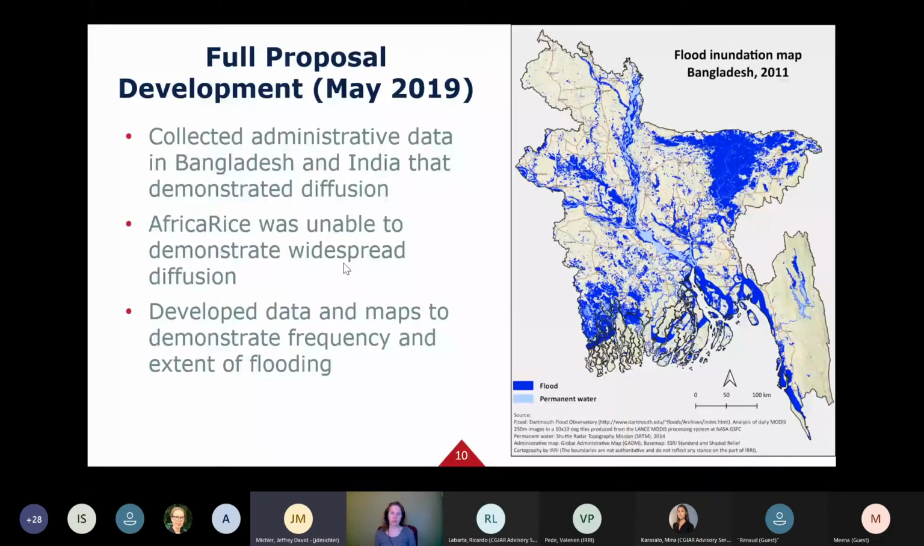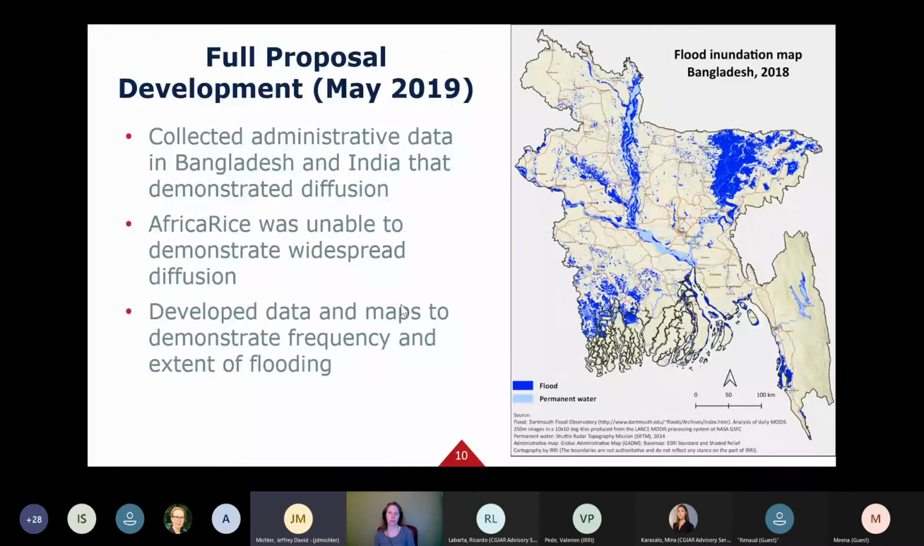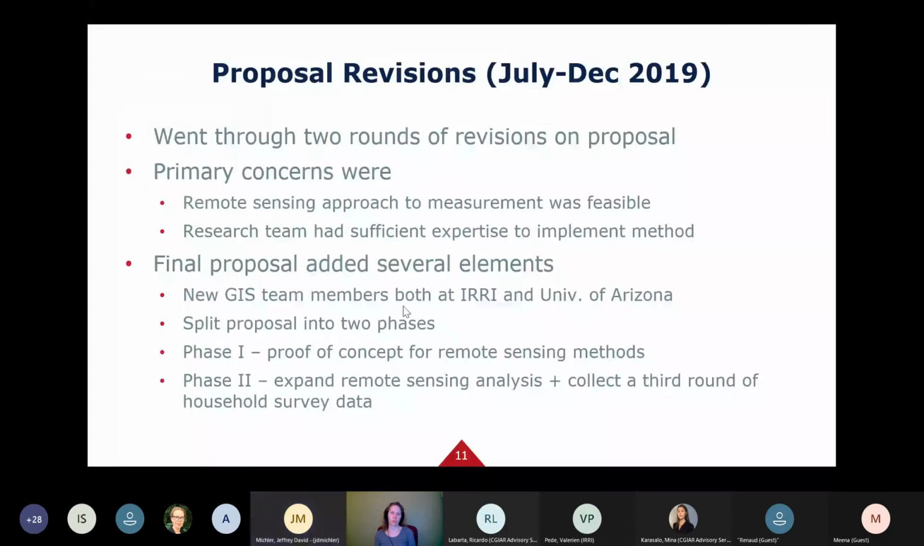So now it's just IRRI and University of Arizona, and the GIS teams were able to develop flood maps. Here's just Bangladesh. You can see from year to year, 14, 15, 16, the extent and variation in flooding. Some places always flood, but there's variety in the location, and there's also variety in the intensity of flooding. So with those issues documented, we submitted our proposal.